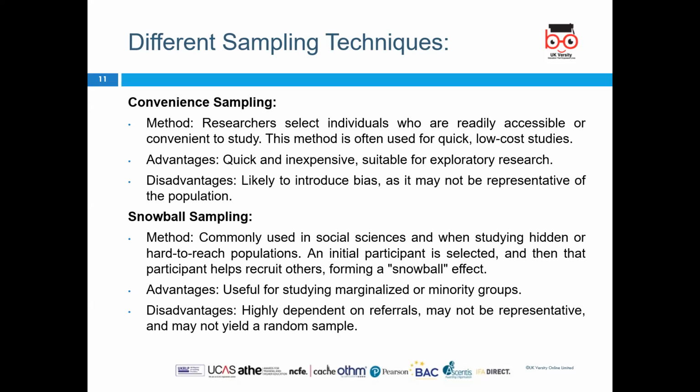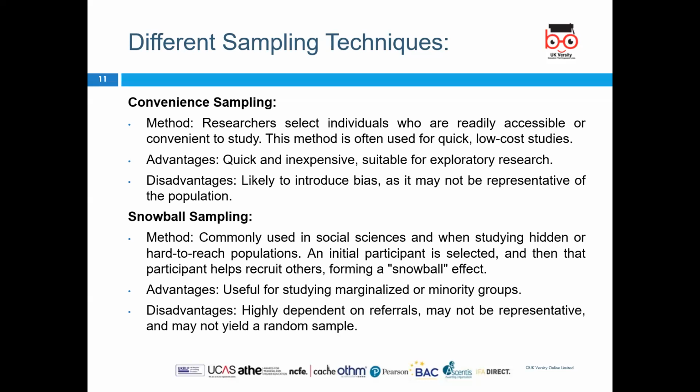And then the disadvantage is that it is likely to introduce bias. For example, if you select only students from your university and you don't select students from other universities, there is a chance of bias being introduced into the sample as it may not be representative of the larger population. That is the limitation of convenience sampling.